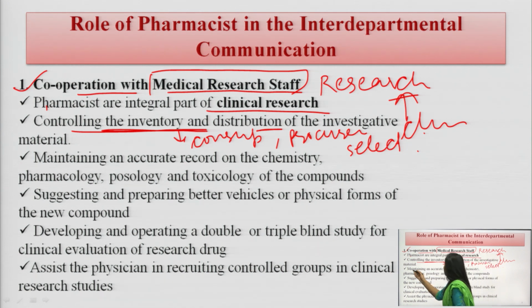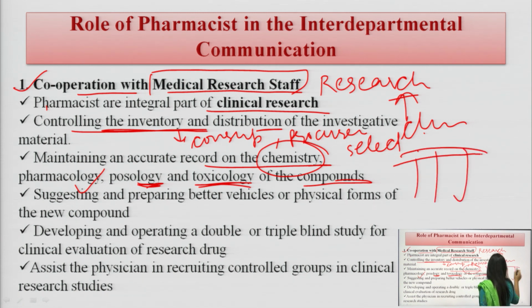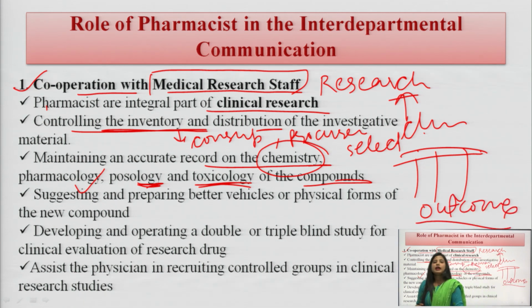Yes, maintenance of accurate records on the chemistry. Pharmacists are recording the chemistry, the pharmacology, the dose calculation, the poisonous effects of the compounds. And of course, after noting all these things, they are calculating the outcomes. On the basis of this, it is implemented in any organization or hospital.